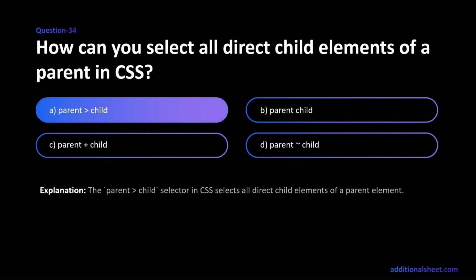Correct answer is option A. The parent > child selector in CSS selects all direct child elements of a parent element.